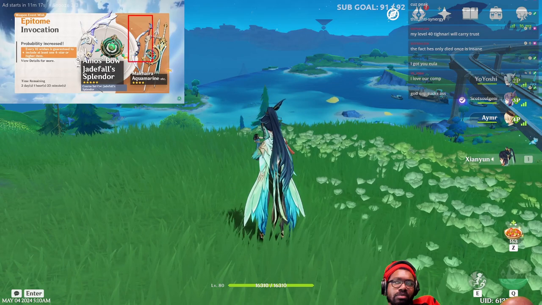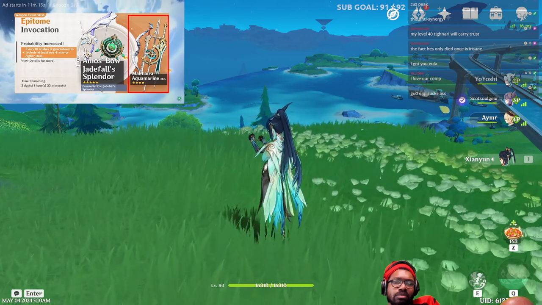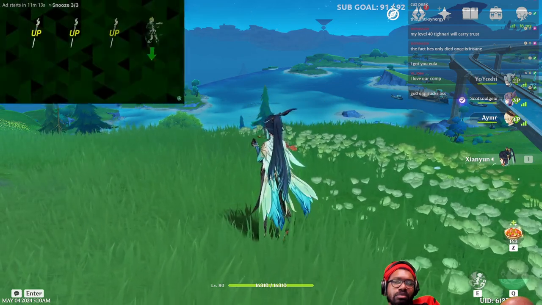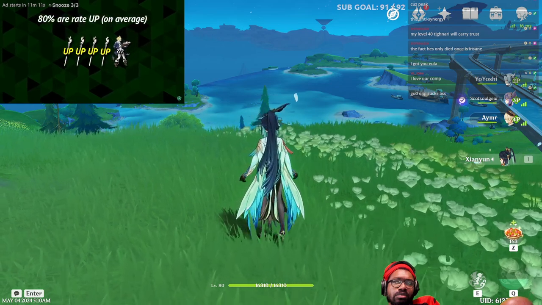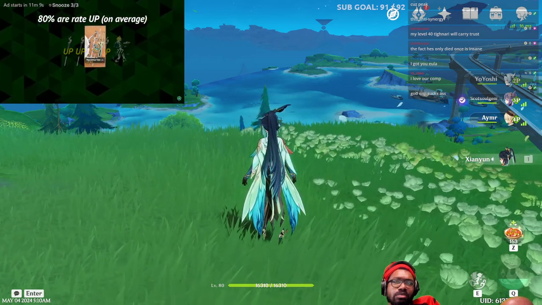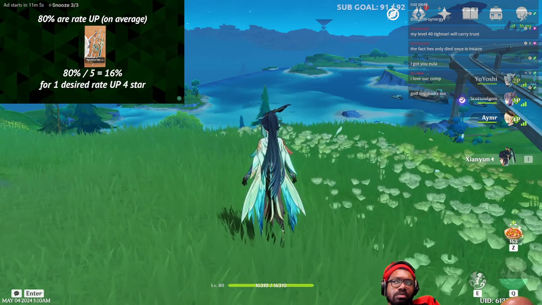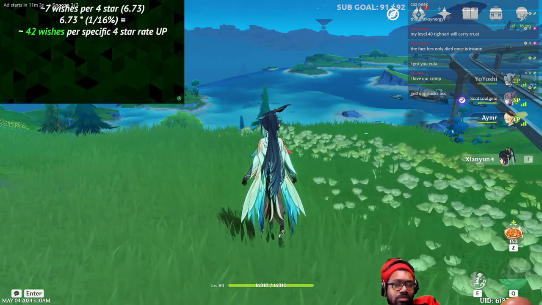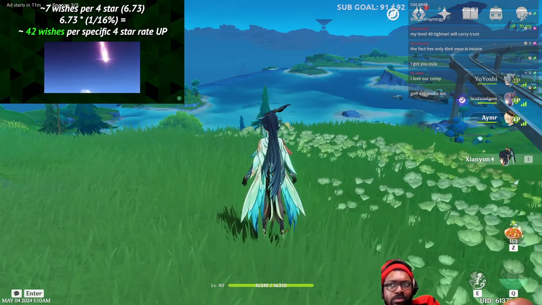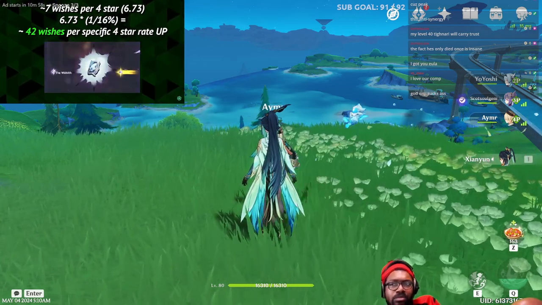As usual, getting an off rate up makes it so the next 4-star drop is one of the 5 on rate up. In total, 80% of all 4-star drops are the ones on rate up. Since all 5 have an equal chance of appearing, 16% of all 4-stars will be a specific rate up 4-star weapon. You can expect it to take 42 wishes on average per specific 4-star weapon.